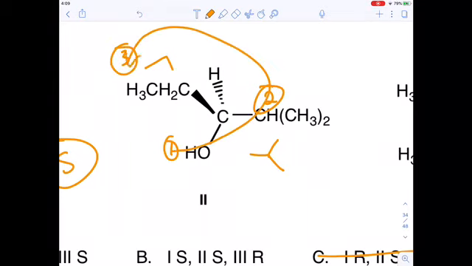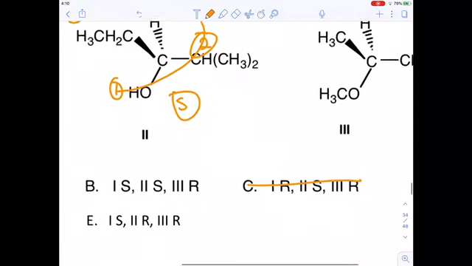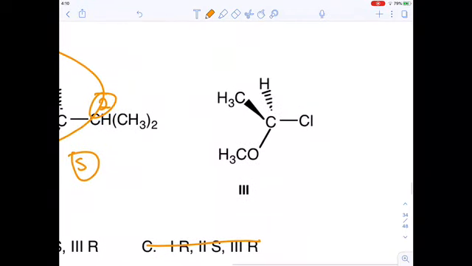Okay, so because this one is bigger, this one's going to be number 2, and this one is smaller, so it's going to be 3. So then you can go 1, 2, 3, and because your lowest priority is on the dash, which is the H, you can keep this as S, which it is because it's counterclockwise.